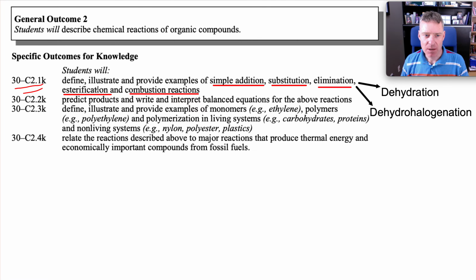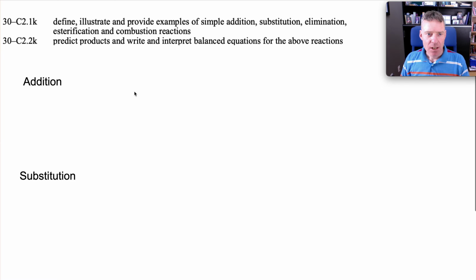That's your alcohol and carboxylic acid making your ester. In combustion, complete and incomplete. Okay. And then we've got some other polymer type questions that are likely to show up. So let's dive into these general outcome 2s. I'm putting outcomes 2.1 and 2.2 together to illustrate these reaction types and write and balance them.